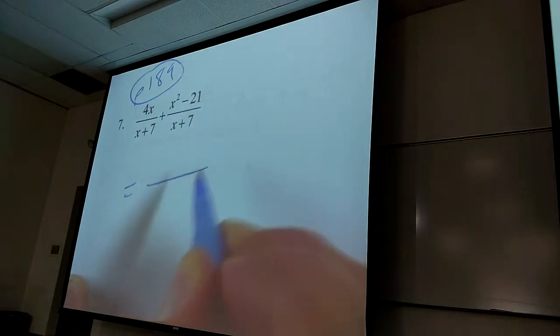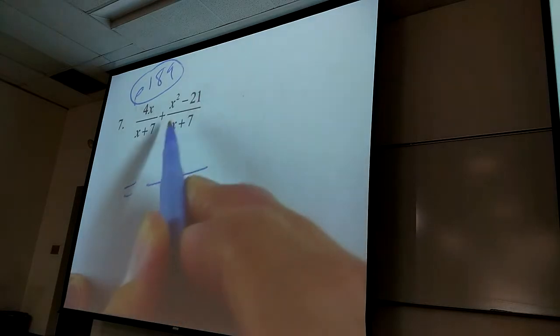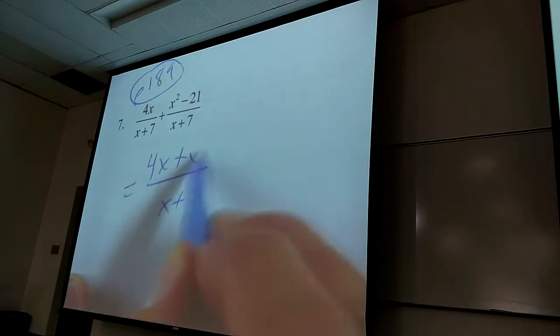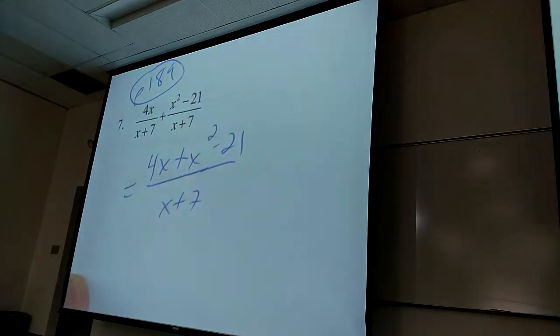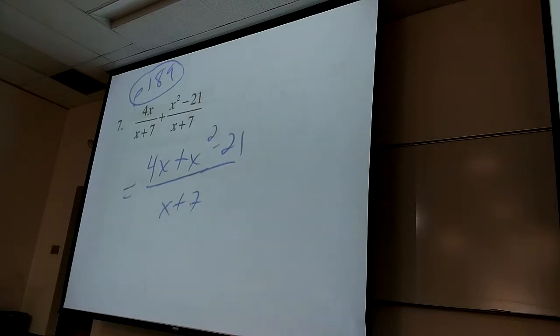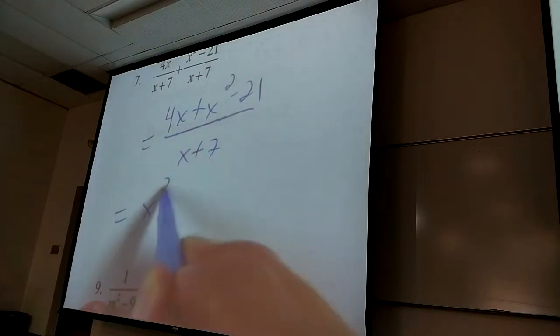This is true. So what's on the top here? X squared. Yeah, if I did 4x plus x squared minus 21, what's kind of wrong there? It's in the wrong order. I like it. X squared first. Yeah, put x squared first.